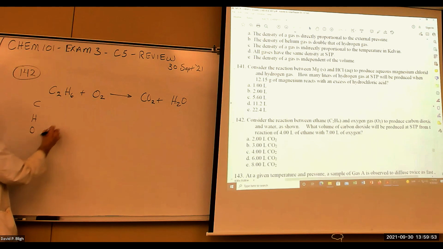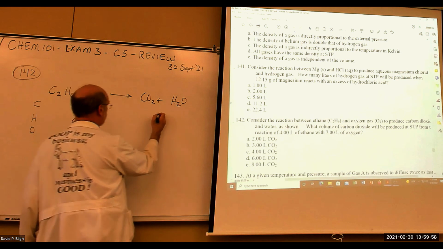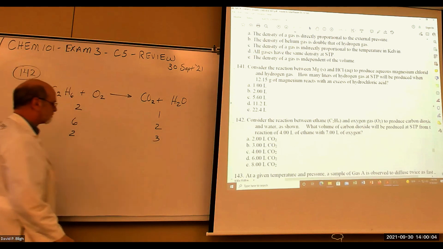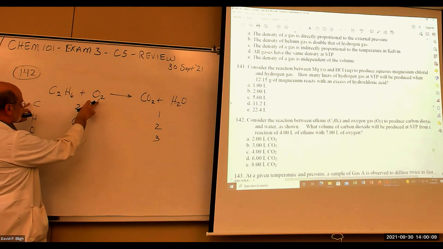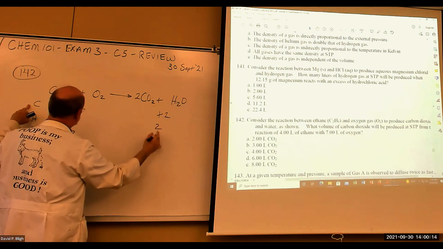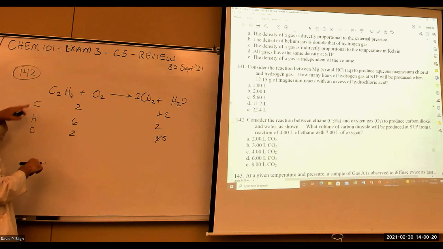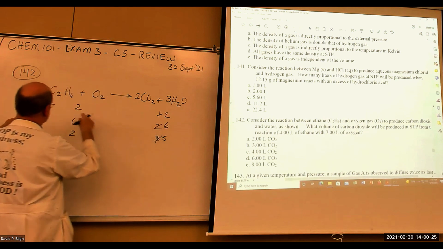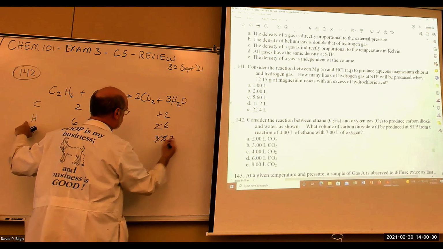Carbon, hydrogen, oxygen. We have 2 carbons, 6 hydrogens, 2 oxygens. On this side, we have 1 carbon, 2 hydrogens, and 3 oxygens. Okay? Let's say we're going to hold this one out for now. 2 carbons, which changes it to 4, 5 oxygens. Okay? Now we balance the hydrogens. So we need 6 hydrogens over here. Right? That's 6 hydrogens. Yep. And that makes 3 plus 4 is 7 oxygens.